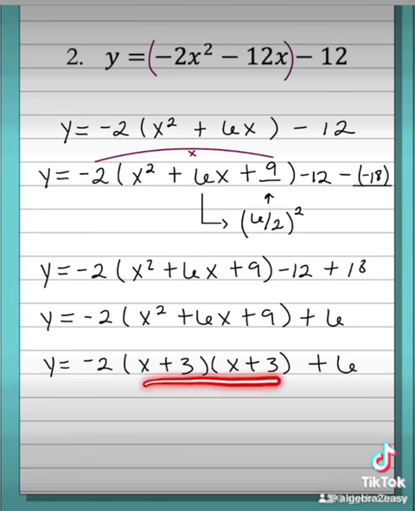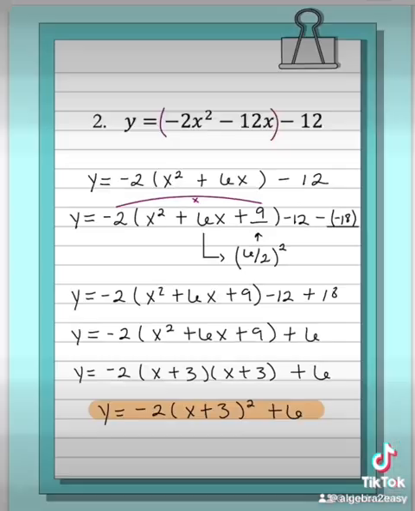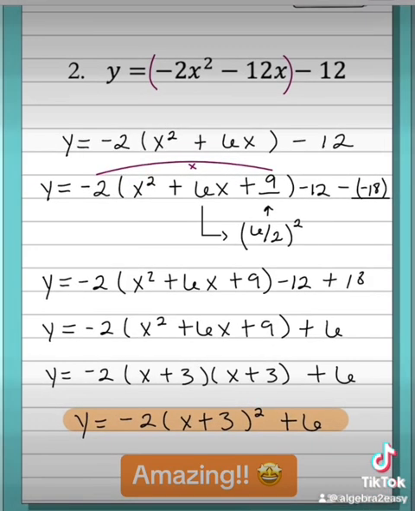And you can rewrite x plus 3 as x plus 3 quantity squared plus 6. Now you have an equation in vertex form.